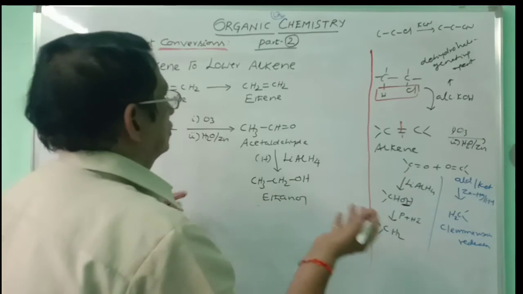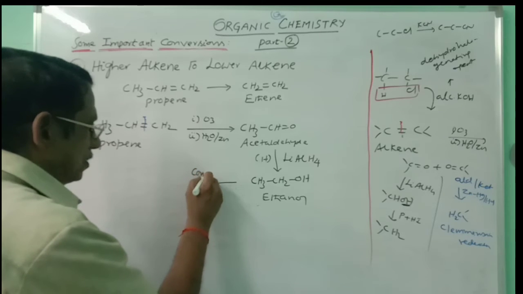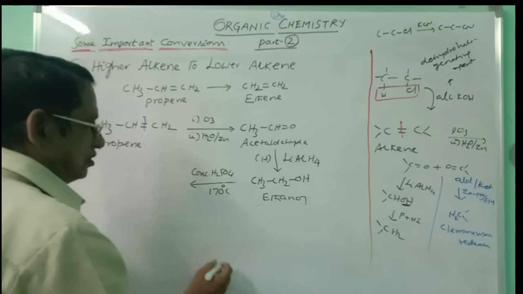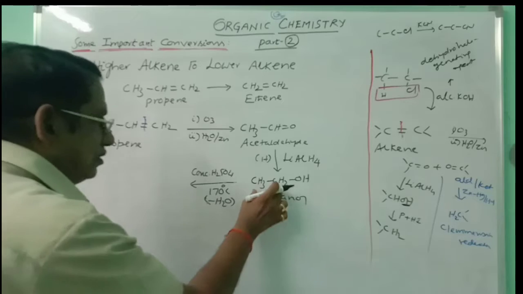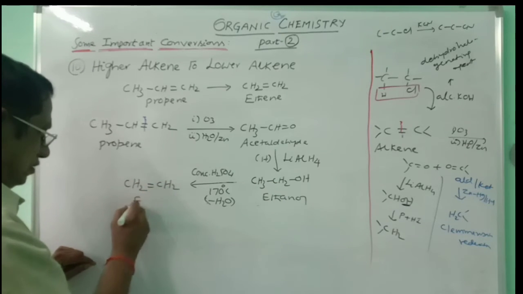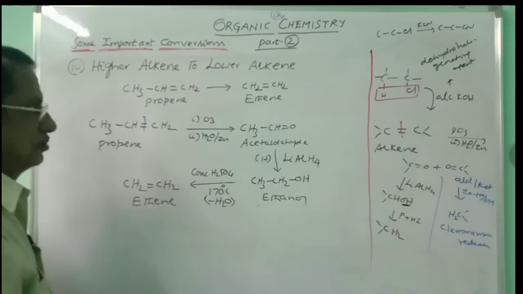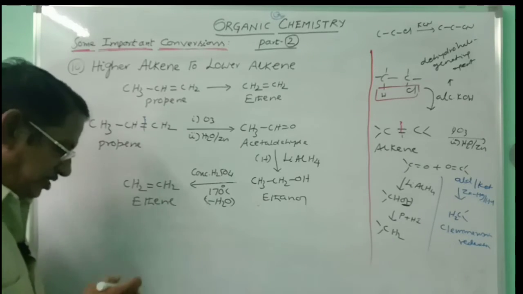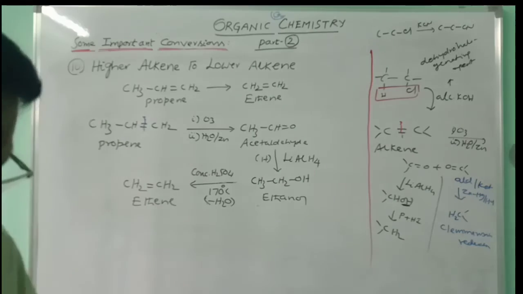From this you have to get ethene. Very easy. This is heated with concentrated sulfuric acid at about 170 degrees centigrade. Dehydration takes place. This is the elimination reaction. So this will be converted into gaseous product, namely ethene. This is how to get ethene from propene. So one carbon is degraded, first ozonolysis, next reduction, next dehydration. You will get the product, degraded product. Okay, note it.